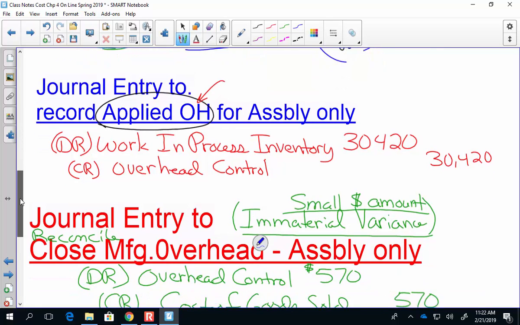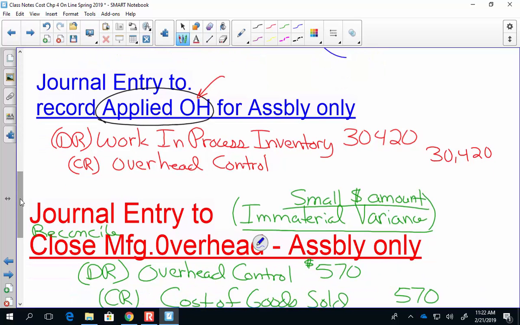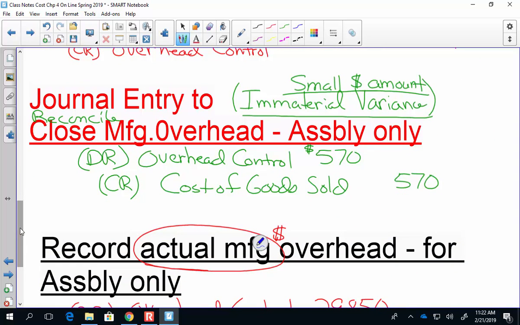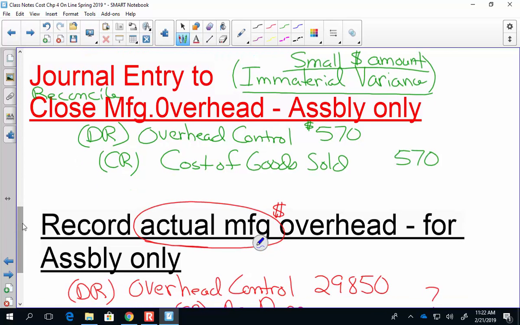Now, I know on the last problem, I called it manufacturing overhead control. The author or the textbook will just say overhead control. So be aware of that name change a little bit. And then also closing the overhead for the other. Again, these are small, immaterial amounts.